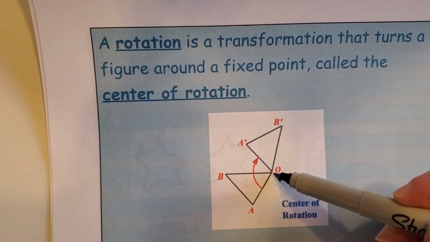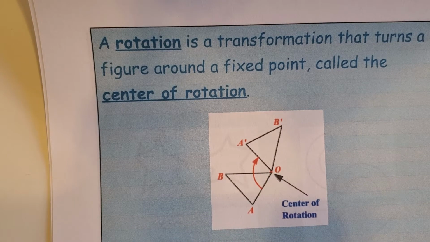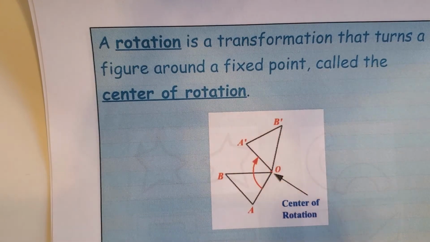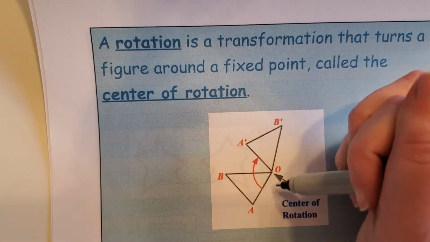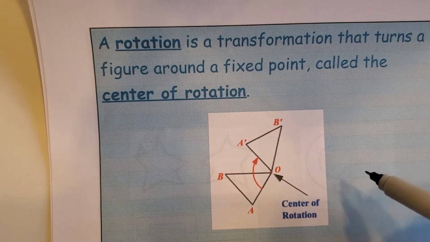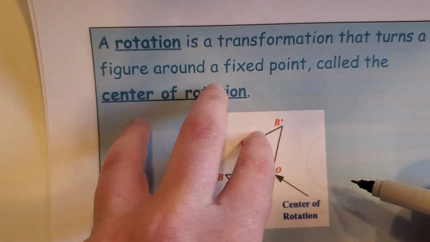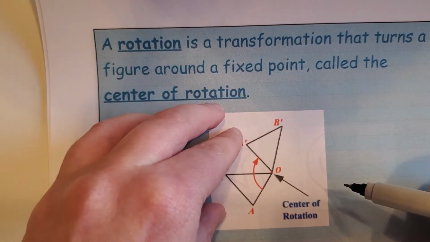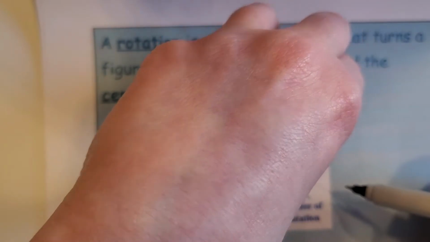And this point right here, the actual point O, is the center of rotation. You're spinning this figure around that fixed point. It's not always going to be that you're spinning the figure around one of its vertices. Actually, most of the time, it's not going to be that way. Your center of rotation will be somewhere further out here in space, and your figure would just kind of be spinning around.